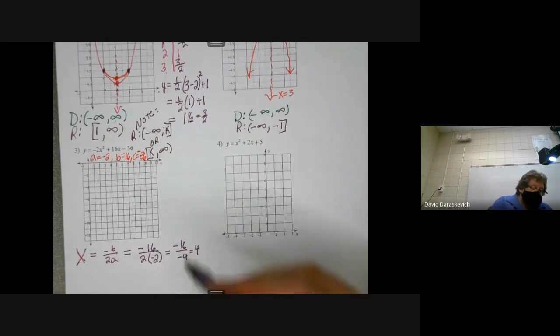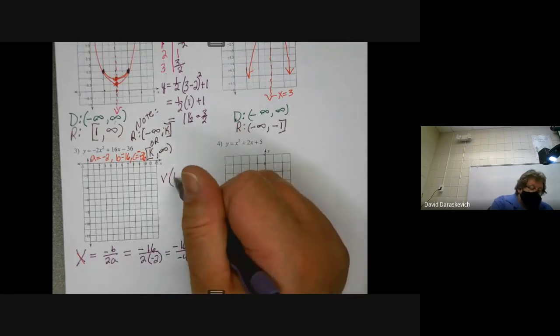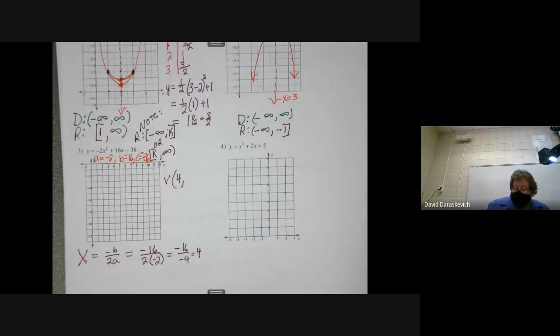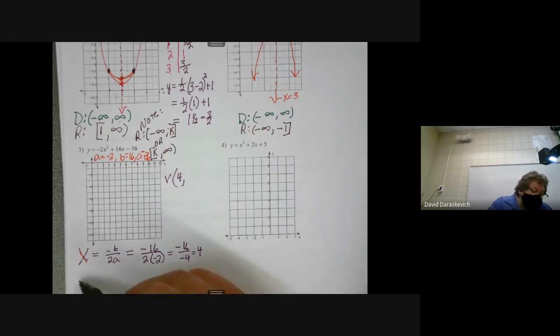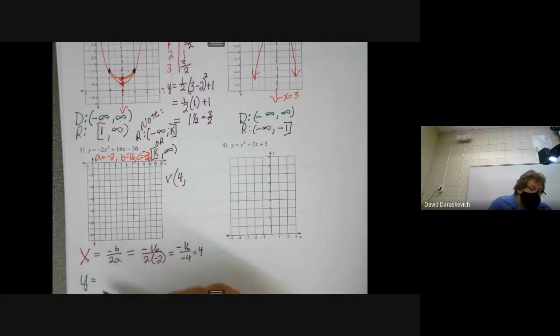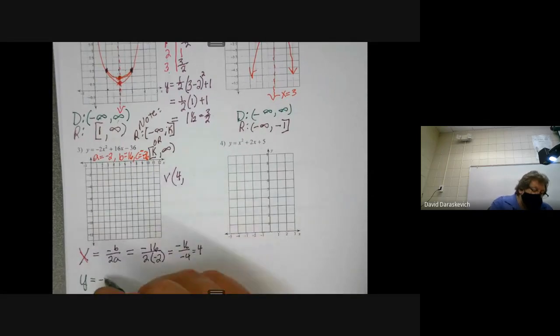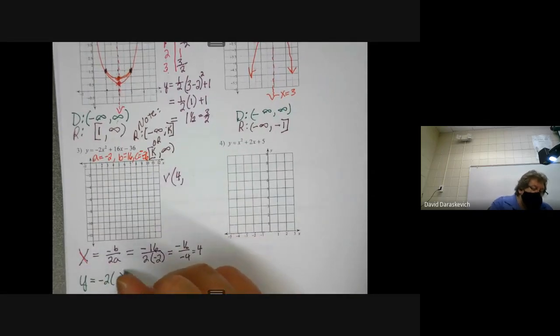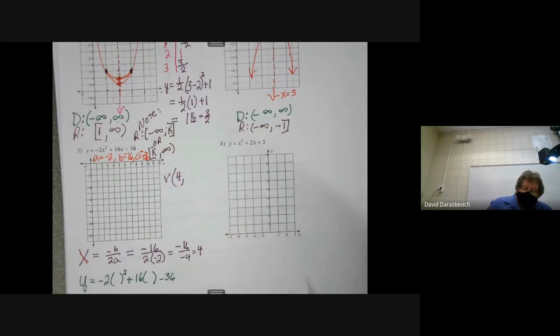So my vertex here, where the x value is +4. Now here's a pain in the butt. Now that I have the x value, I got to go back. Step 2 says I got to go back and substitute 4 in for my x. I have negative 2x squared plus 16x minus 36. And my x was 4.